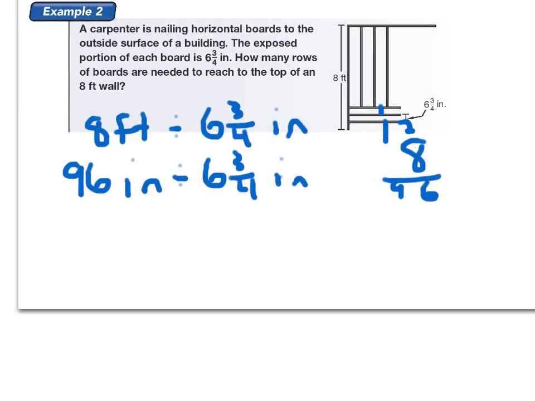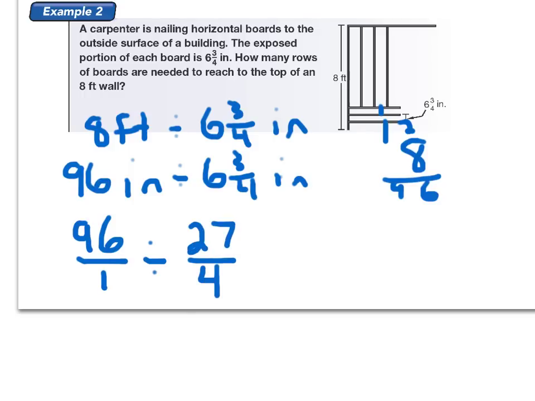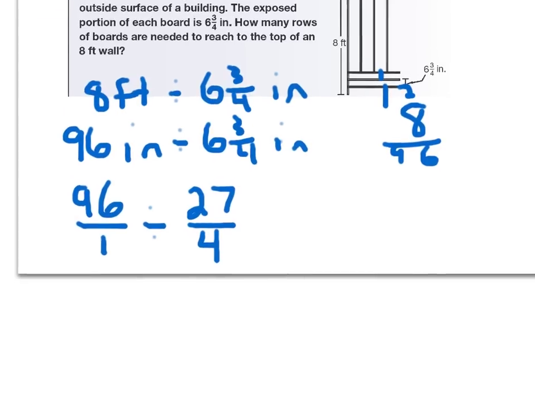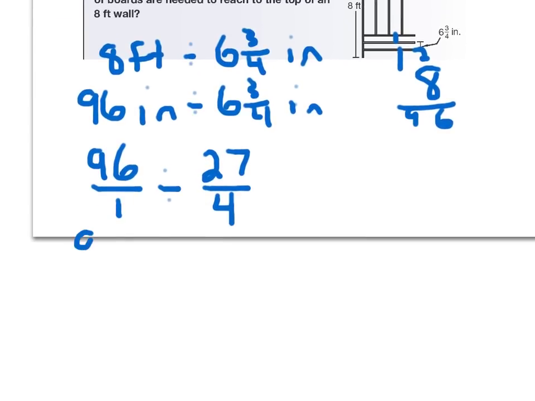Well, we know that we need to divide with fractions, so we need to convert these numbers to improper fractions. Well, 96 goes to 96 over 1, and we're going to divide that by, convert 6 3/4 to an improper fraction. 4 times 6 is 24, plus 3 is 27, over 4. Now, we need to change it so that we can have some flippin' fun. So keep the first number the same, and we are going to multiply and flip the second number over.